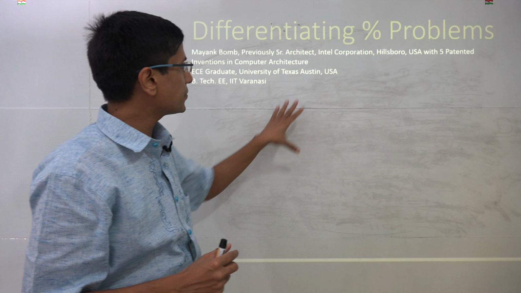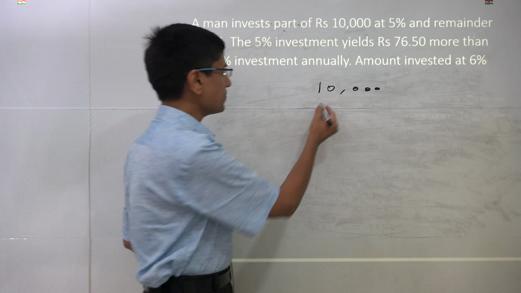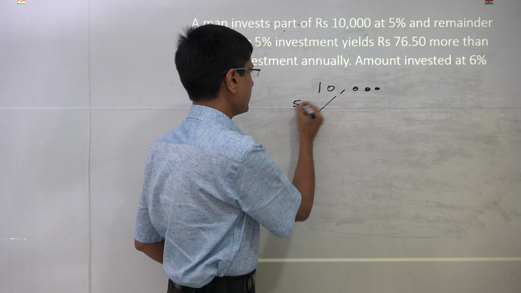So here is the first problem. There is a person who has 10,000 rupees, and he invests it. First part he invests at 5% and the remaining he invests at 6%. At the end of 1 year, he finds that his 5% investment bore him 76.50 rupees more than his 6% investment. The question asks us, if this is the case, how much did he invest at 6%?